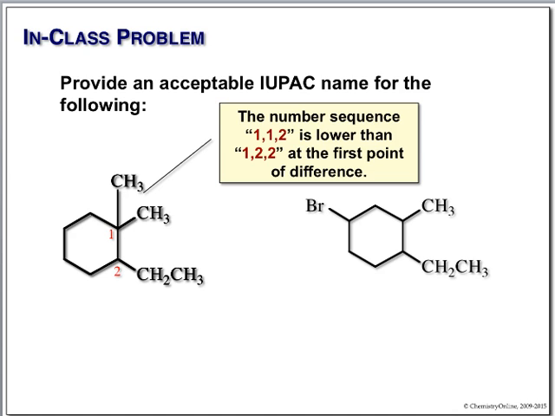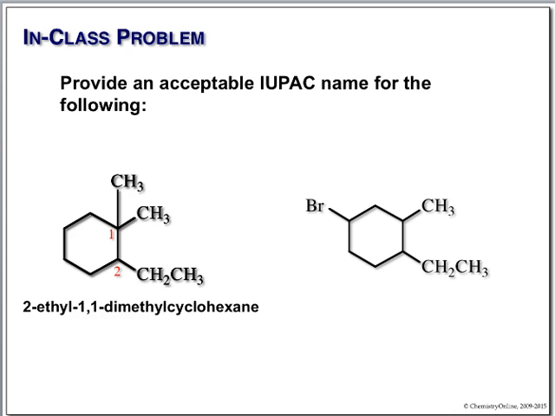All right. So, we have methyl groups at carbon 1, ethyl group at carbon 2. We would simply call it 2-ethyl, 1,1-dimethyl cyclohexane. Remember, the di is not considered for alphabetical purposes.